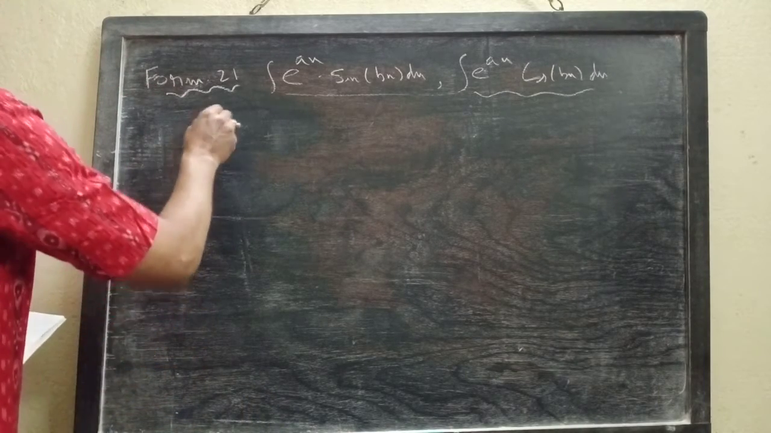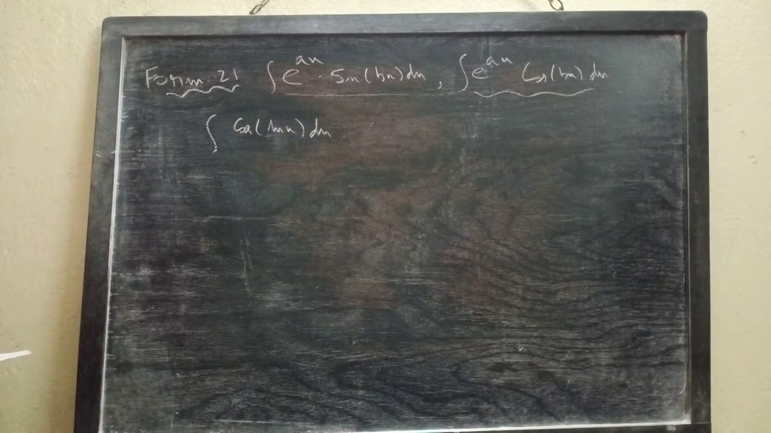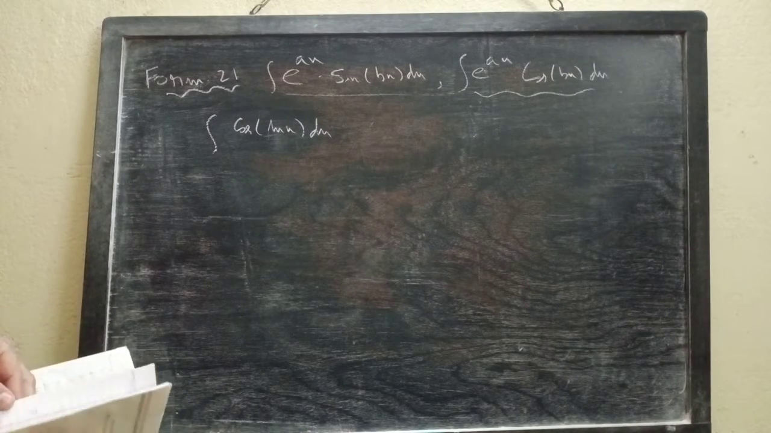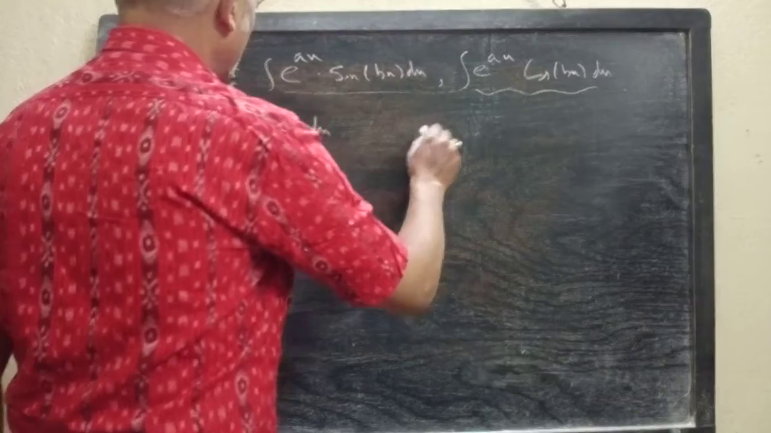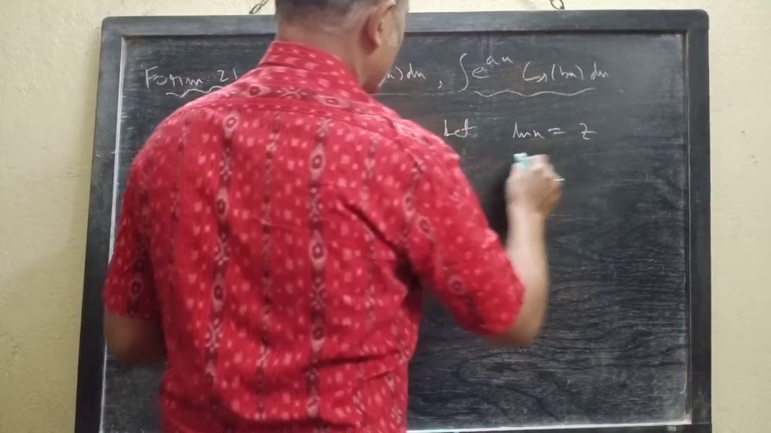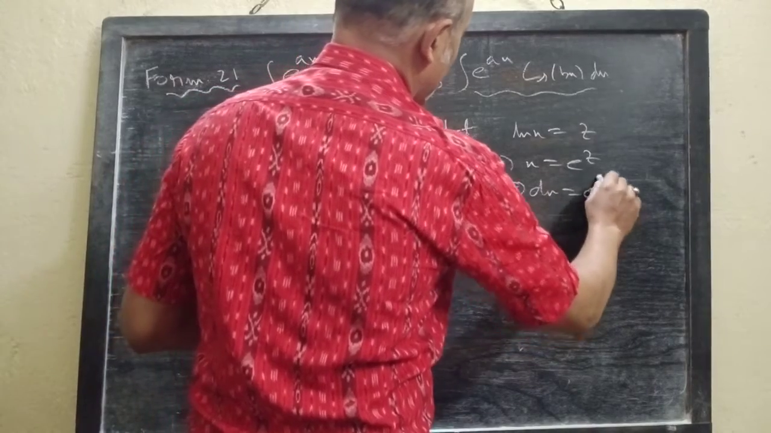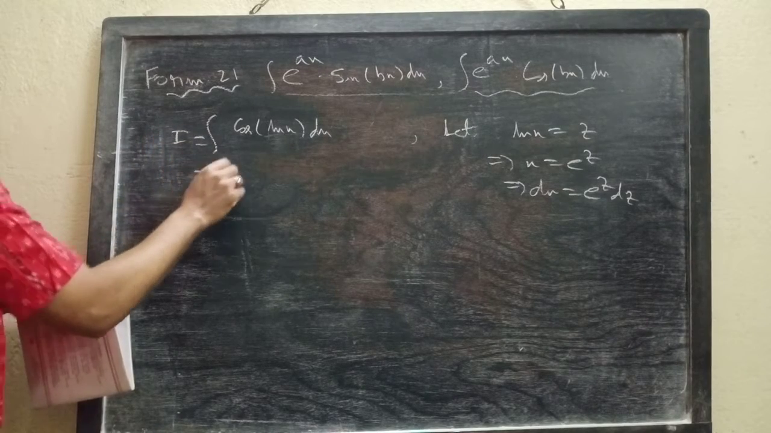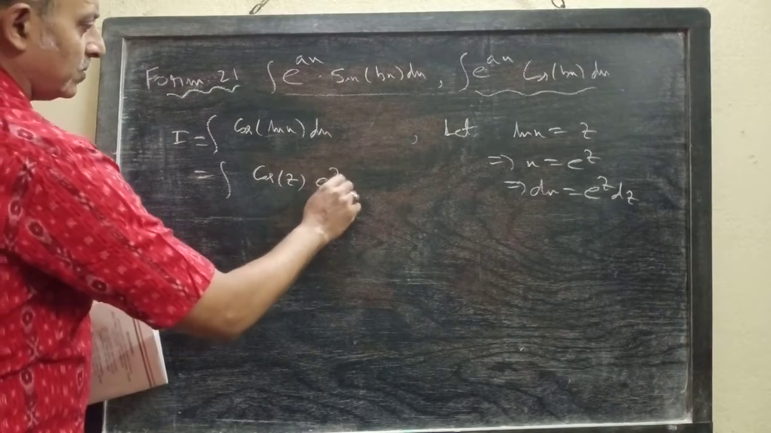Integration cos of ln x dx. For this, first let ln x equal to z, then x is e to the power z, dx is e to the power z dz. This is I. So I becomes cos of z and dx is e to the power z dz.